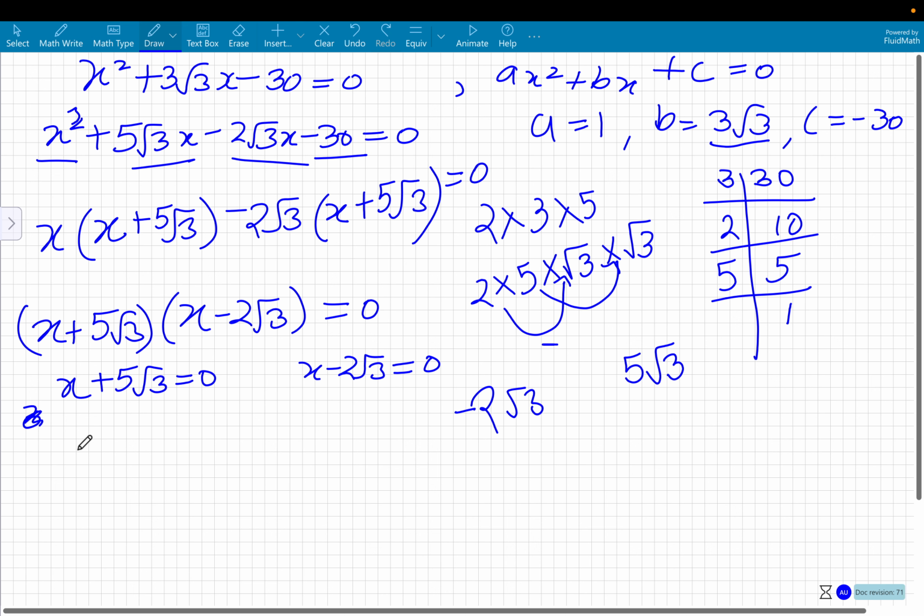Now what will be the value of x from here? The value of x from here will be minus 5 root 3, and the value of x from here will be x equals 2 root 3.